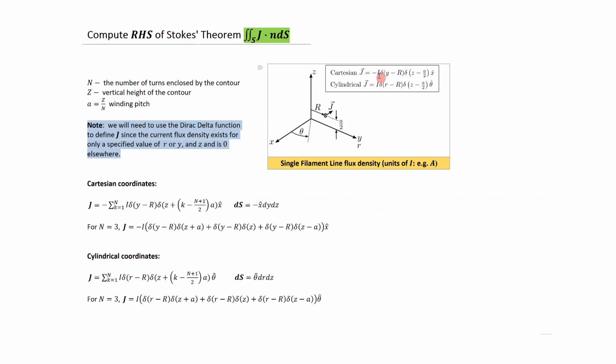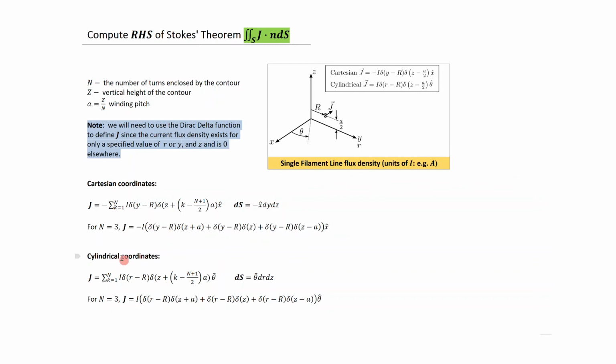I is the total current flowing through the filament. In Cartesian coordinates, we would consider all of the current density elements that are enclosed within the contour. This would be a summation from k equals 1 to n, where n is the number of segments enclosed within the contour, and they're written out in this form. The area vector will be minus x hat dy dz. We mentioned before that the area vector would be pointing into the page, which would be minus x hat. And so for n equals 3, this would be just a sum of 3 elements. We end up with this for the current flux density.